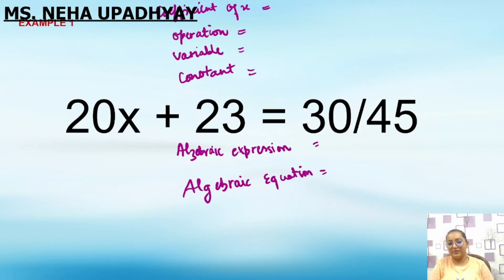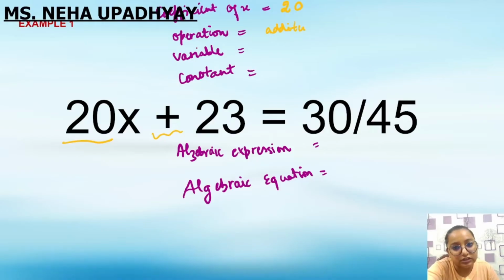Now, can you see one equation? Yes, this is an equation. We have been given 20x plus 23 is equal to 30 by 45. So in this you have to tell a few things written on the board. You have to tell what is the coefficient of x. The coefficient of x is 20. Okay, next, what is the operation used? Addition. So we will write the operation used is addition.